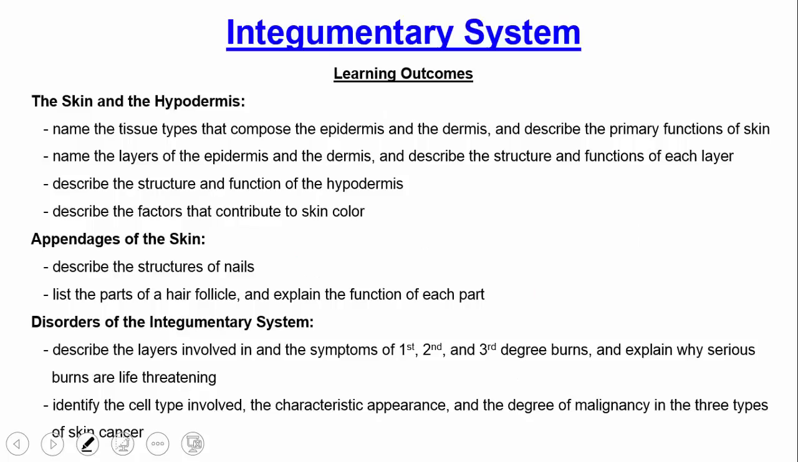Okay, so those are the three objectives that I wanted to cover today: the skin and the hypodermis, the appendages of the skin, and then disorders of the integumentary system. Remember, before you proceed to the next lecture, you want to make sure that you can execute all of these learning objectives you see here. And if you can, then you're ready to proceed to the next lecture.